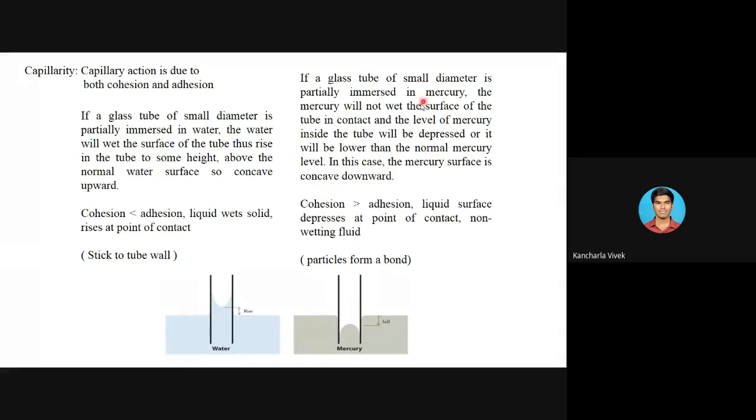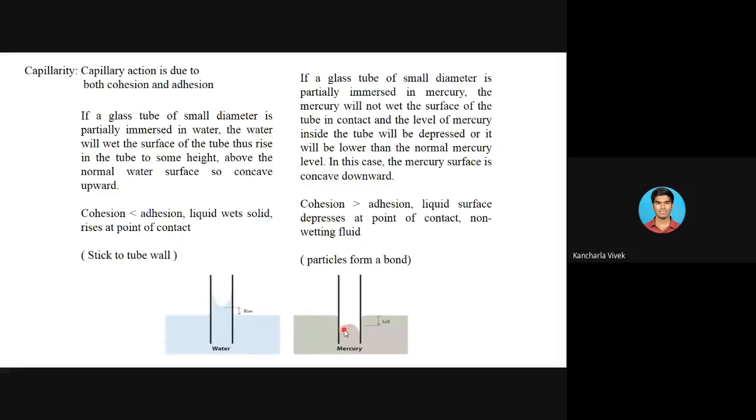Well, in the case of mercury, the same glass tube is now partially immersed in mercury. What will happen? Mercury will not wet. It has more cohesion, that is the pulling force. So the force of attraction between the molecules of the same substance is more than between the molecules of different substances. In the earlier case, water was getting attracted towards the wall.